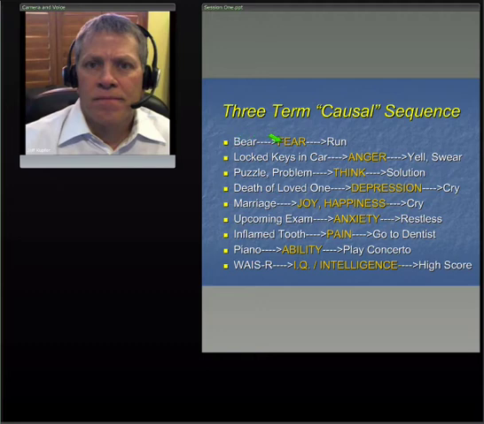Here we have some popular examples of the three-term causal sequence. This is one of the classic ones. The external event, the environmental event: we see a bear. It gives rise to something certainly happening in us physiologically. What it probably gives rise to is changes in the autonomic nervous system. You see a bear, the parasympathetic nervous system shuts down and quickly the sympathetic nervous system kicks into place. And you see the external behavior: running.